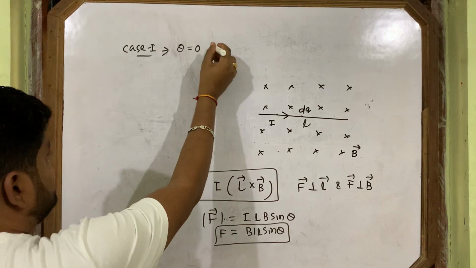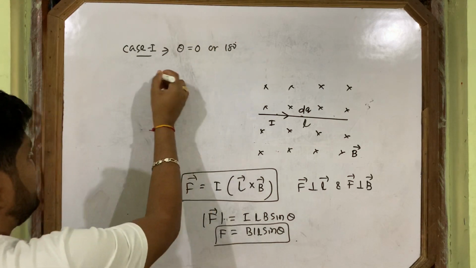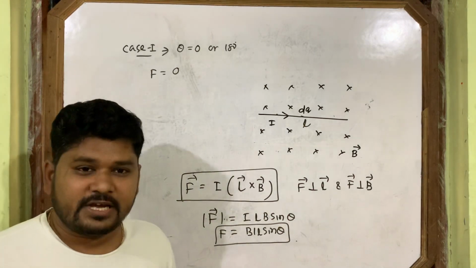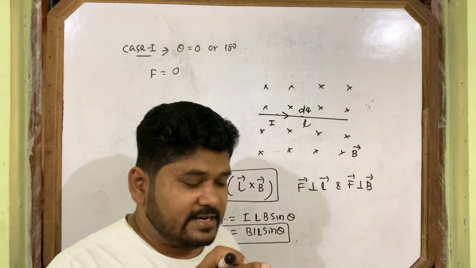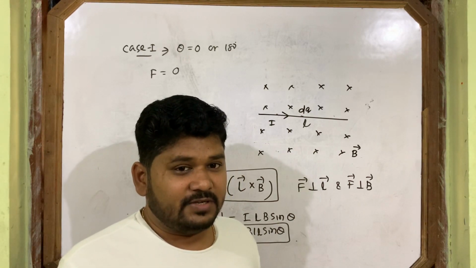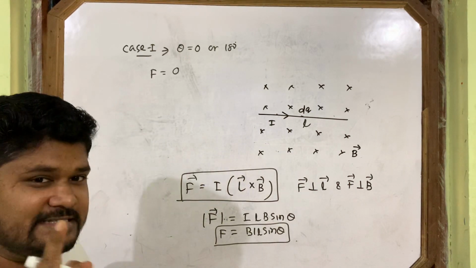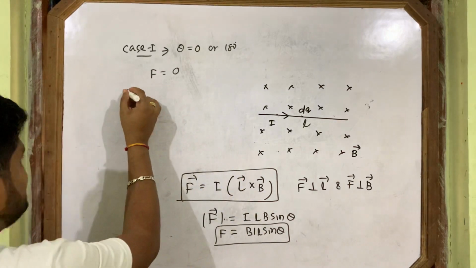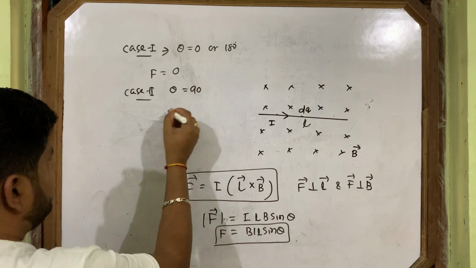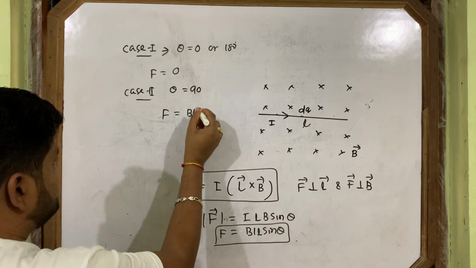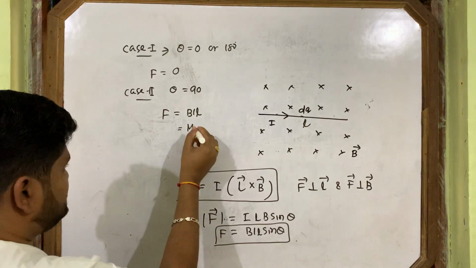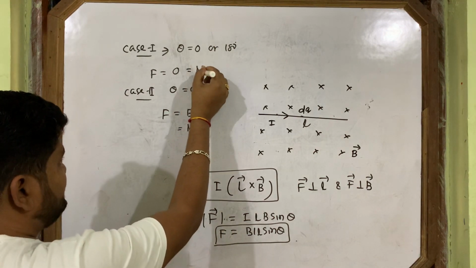Theta is equal to 0 or 180. What is the force? 0. Sin 0 is 0, sin 180 is 0. It means when the conductor is kept along the magnetic field or opposite to the magnetic field, no force acts on the conductor, though it is in a magnetic field. Case 2: theta is 90 degrees, F is equal to BIL sin 90, so F is equal to BIL. This is the maximum force and the other is the minimum force.